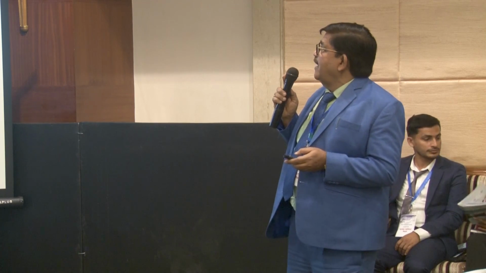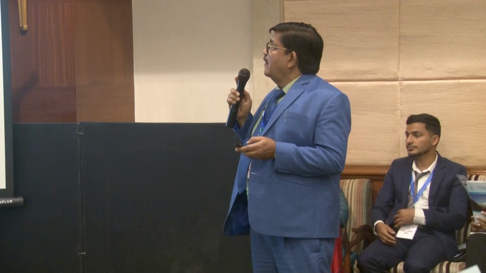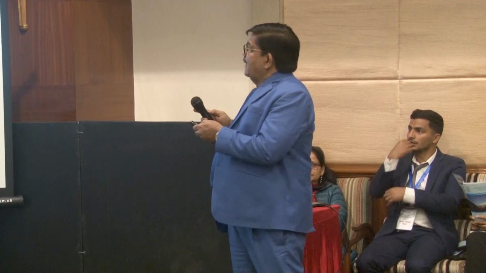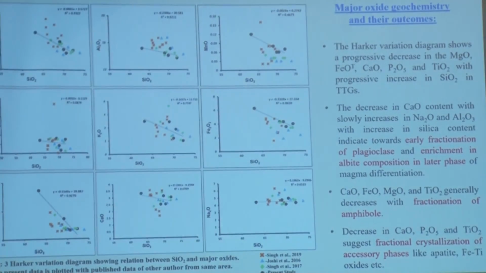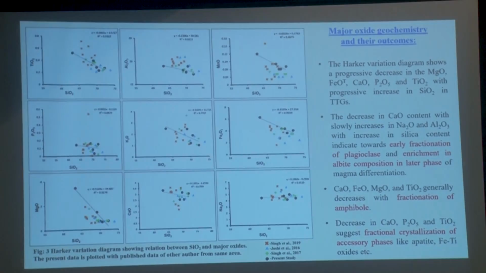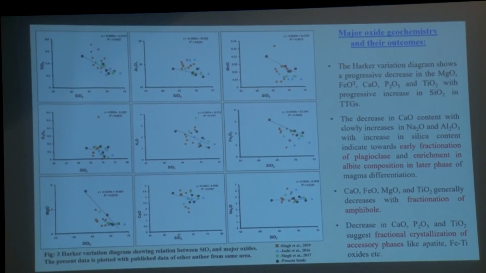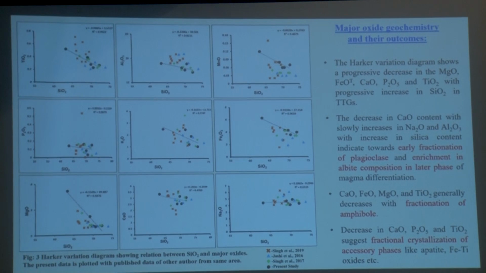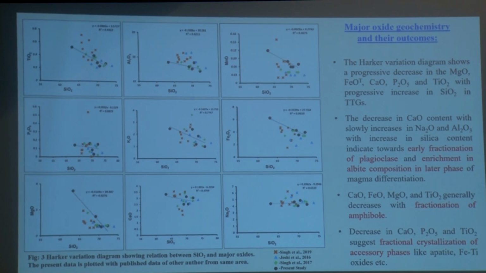Can we take the next poster as well? Yes. The second poster is Geochemistry and Petrogenesis of Tonalite, Trondhjemite, Granodiorite Gneisses of Babina area, district Jhansi, Uttar Pradesh. You can see these tonalitic gneisses based on the Harker diagrams: MgO, FeO, CaO, P2O5 and TiO2 decrease with progressive increase in SiO2, and calcium decreases with a slow increase of sodium and Al2O3 with increasing silica content.